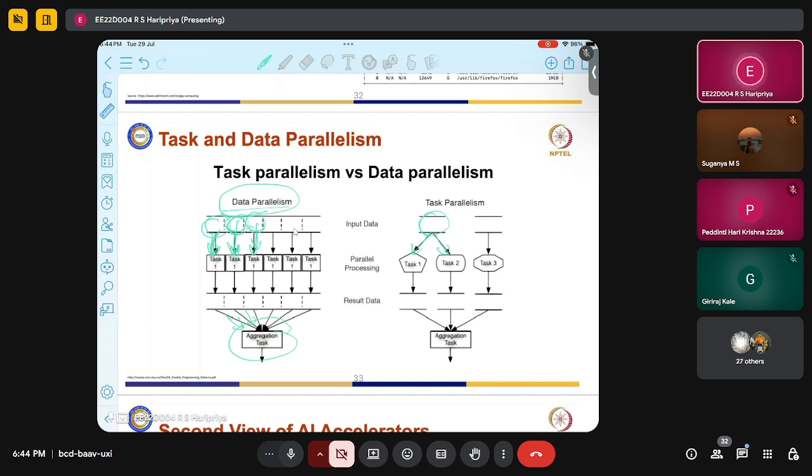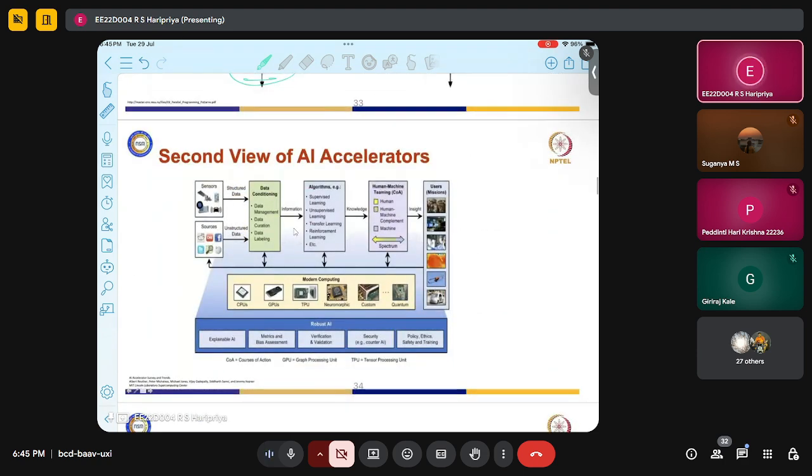This is called data parallelism. Next, task level parallelism: it depends on the level at which the decomposition is done. If it is at the task level it is called task parallelism, and if it is at the data level it is called data parallelism. Next, applications.